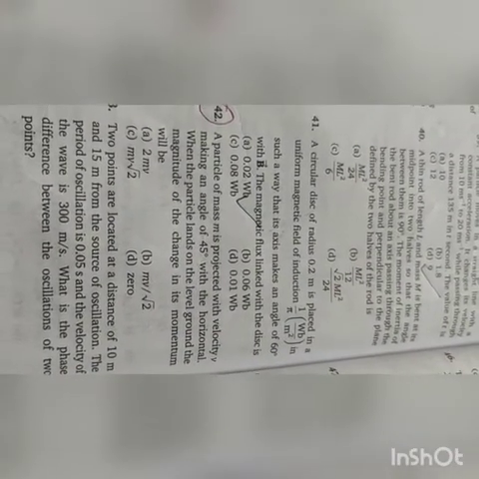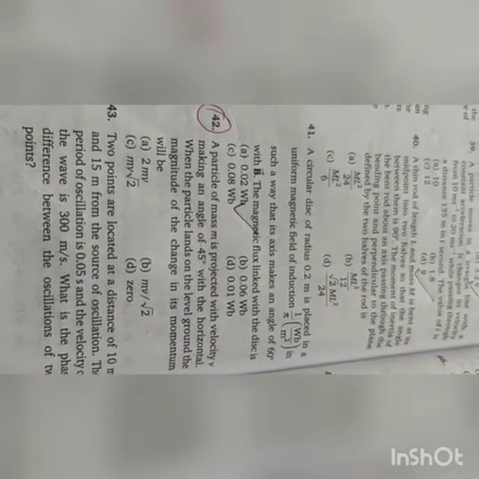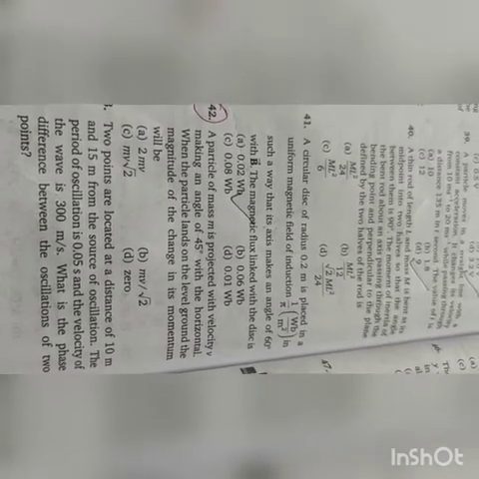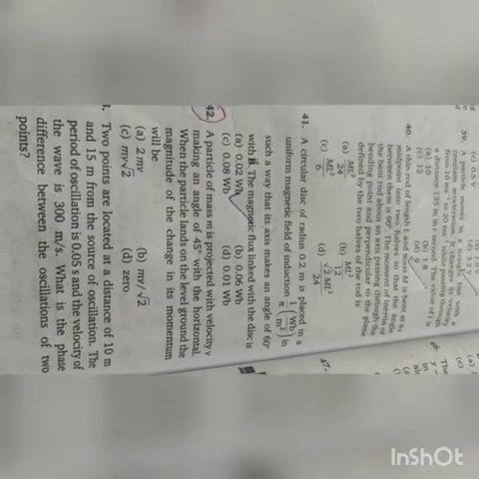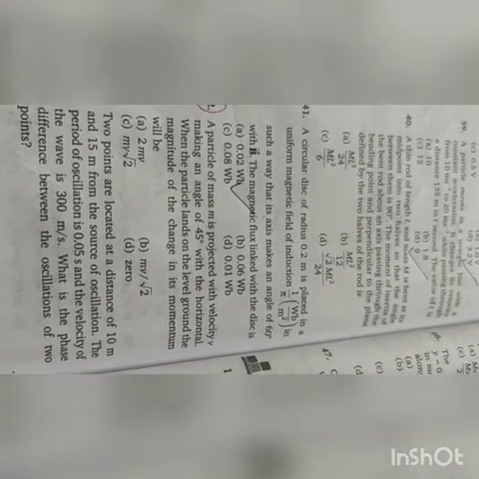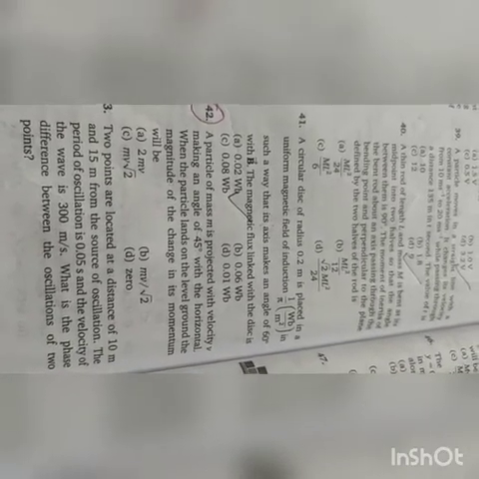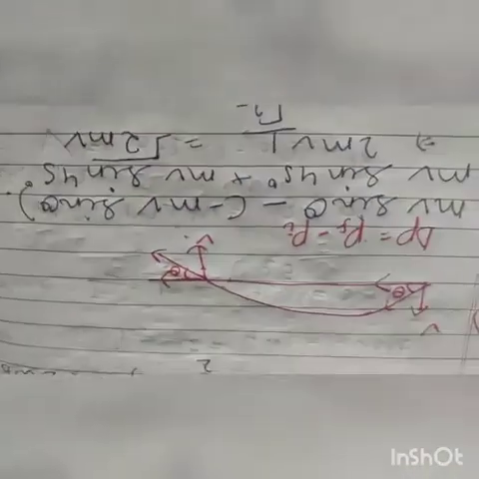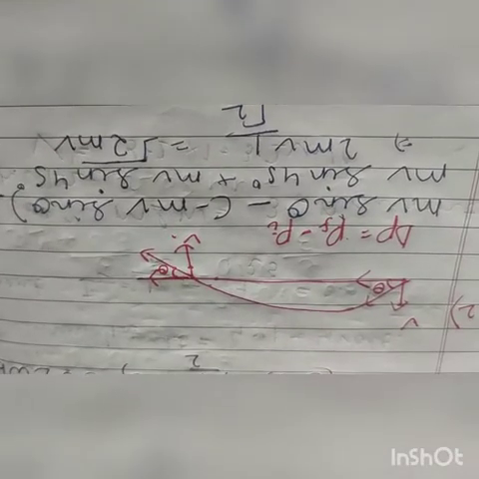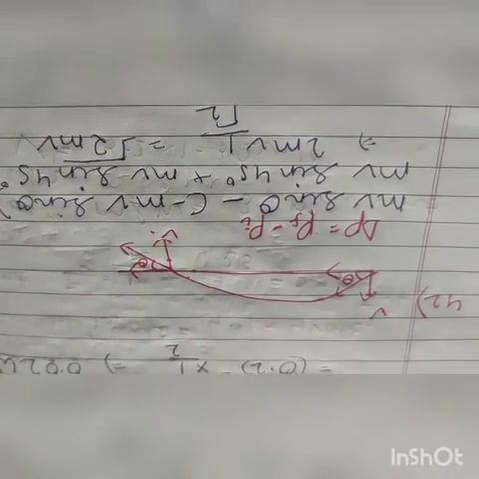Now question number 42. A particle of mass m is projected with velocity v, making an angle of 45 degree with the horizontal. When the particle lands on the level ground, the magnitude of the change in momentum will be. So impulse is similar to change in momentum. We will just have to find delta p in this question. So this is the solution.